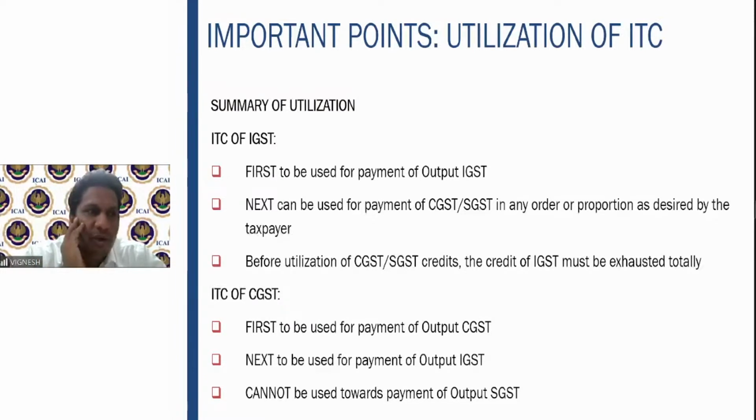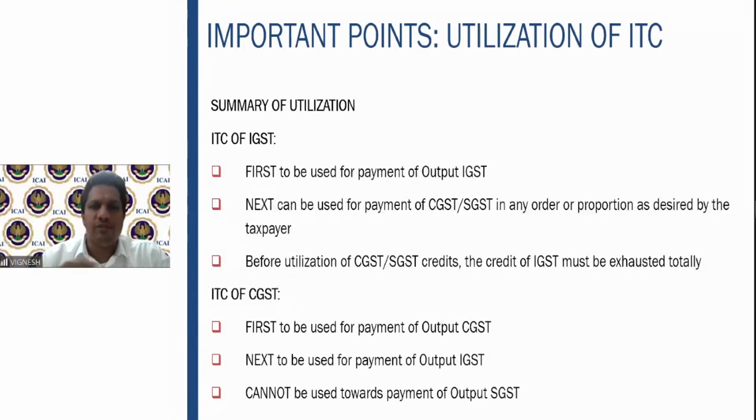After you use it for the payment of output IGST, then the next you can use it for the payment of CGST or SGST in any order or proportion. Fine. So first IGST credit, what you have to do? You have to use it for the purpose of output IGST. IGST input is first used towards the payment of output IGST. After that, whatever is left out, you can use for payment of CGST or SGST in any order as you require. It is totally up to you.